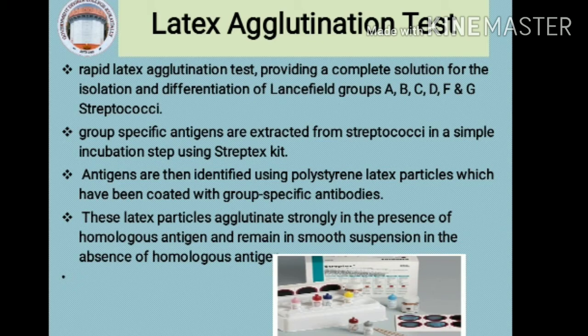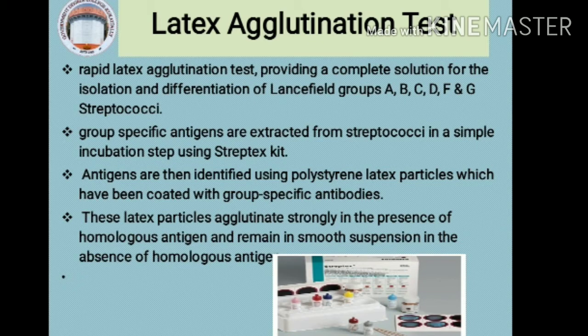For identification and differentiation of streptococci into Lancefield groups A, B, C, D, F and G, latex agglutination test is used. Group specific antigens are extracted from streptococcal isolate in a simple incubation step using kits. These antigens are then identified using polystyrene latex particles which have been coated with group specific antibodies.